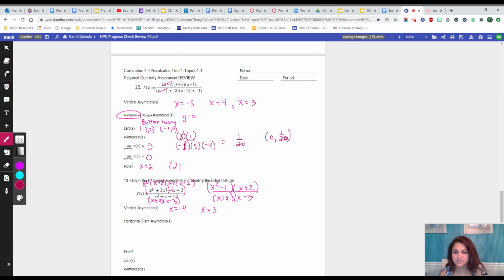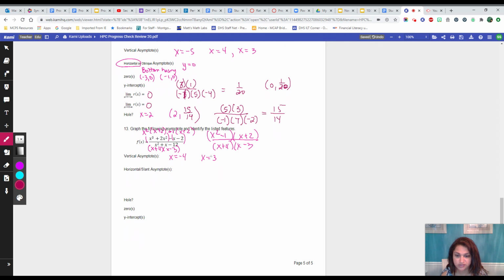All right, my hole, I'm going to do the same thing. I'm plugging 2 into my simplified version. So I have 2, and then my coordinate would be 2 plus 3 is 5. And then 2 plus 1 is 3 over 2 minus 3 is negative 1. And then 2 plus 5 is 7. And then 2 minus 4 is negative 2. All right, so I'm going to get 15 over 14. So this is going to be 2, 15/14.